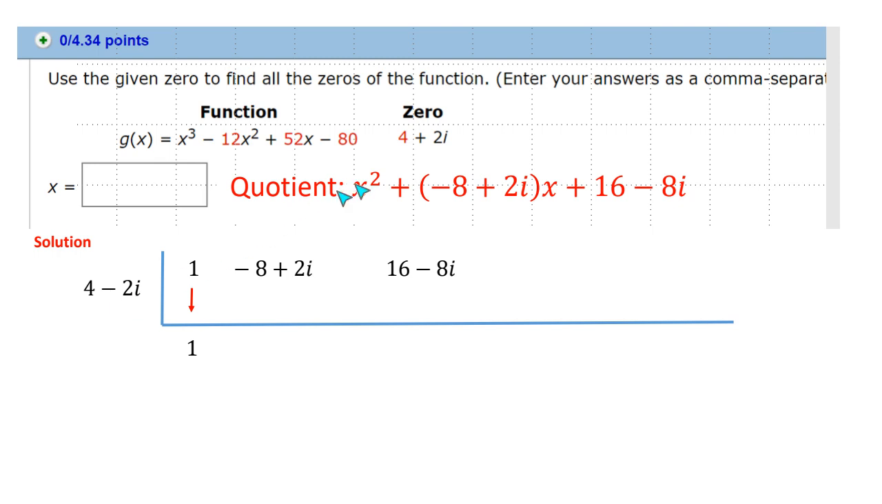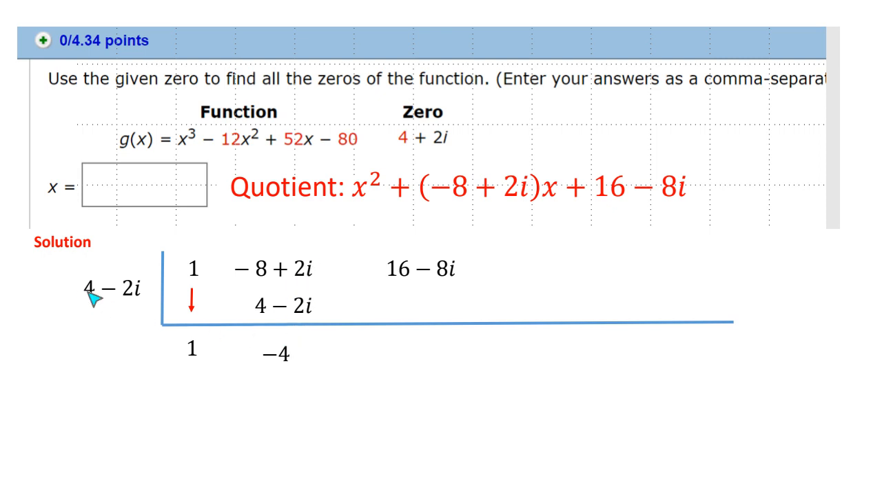So I have x squared is 1. Negative 8 plus 2i is my next coefficient. And then 16 minus 8i. So if we start the process, I bring it down, the 1 times 4 minus 2i. I'm going to add the real parts. Negative 8 plus 4 is negative 4. 2i times negative 2i is 0.